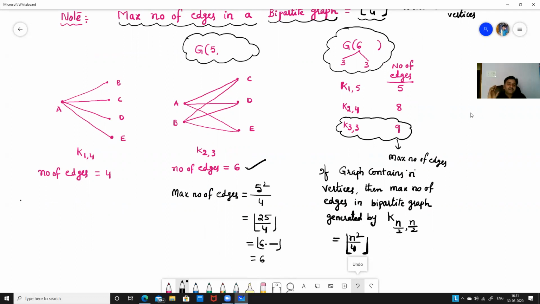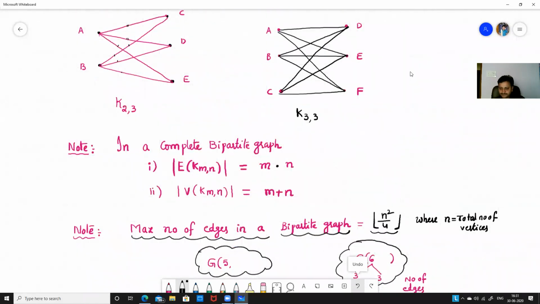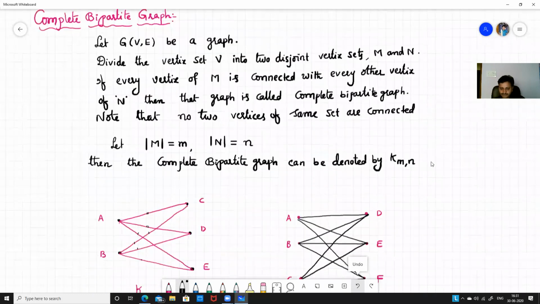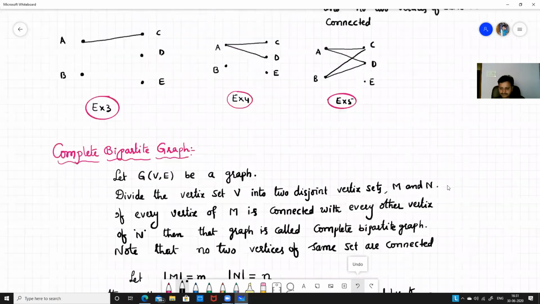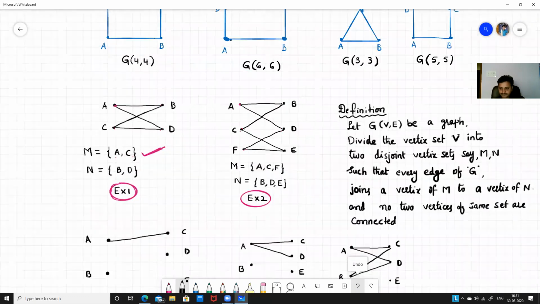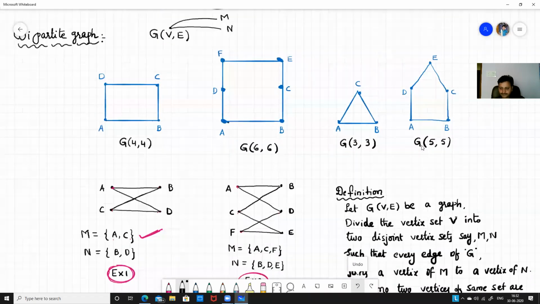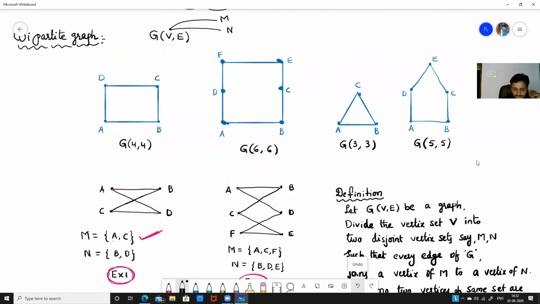Now my question is, can we convert every graph into a bipartite graph? Let me check. Please look here once again. We converted the first graph into a bipartite graph, transforming this graph into bipartite. Similarly, we transformed this graph into a bipartite graph. So can we convert every graph into a bipartite graph?